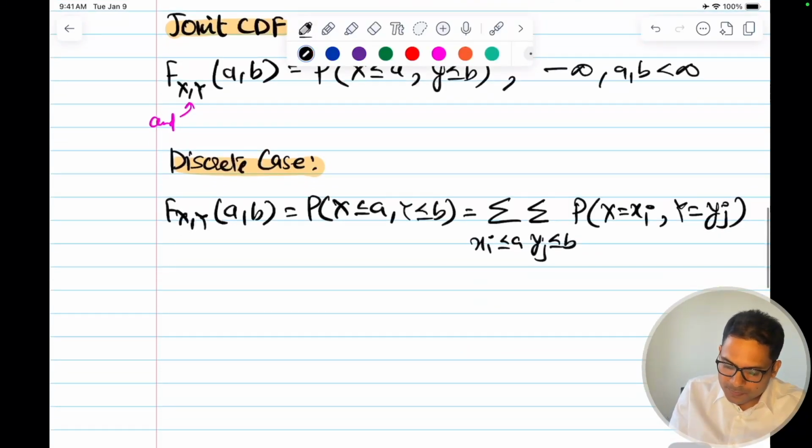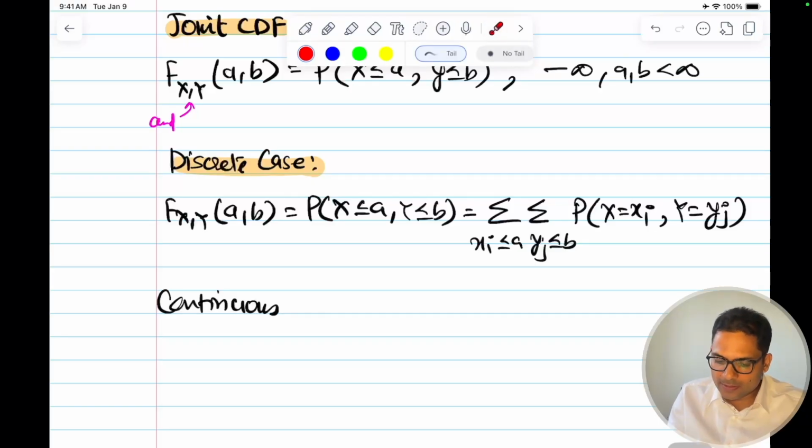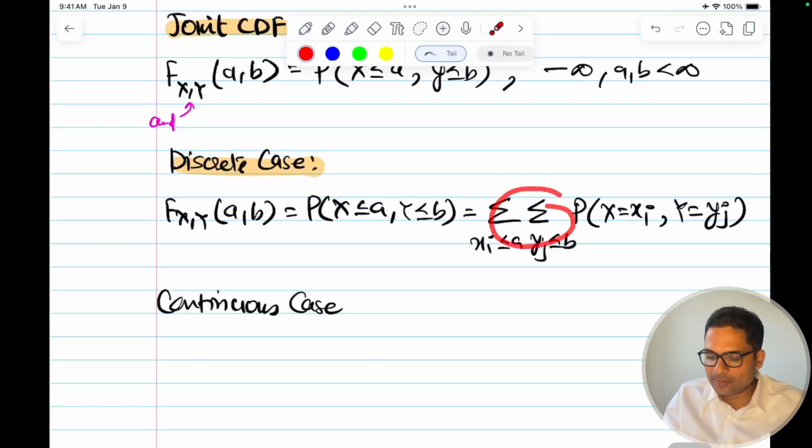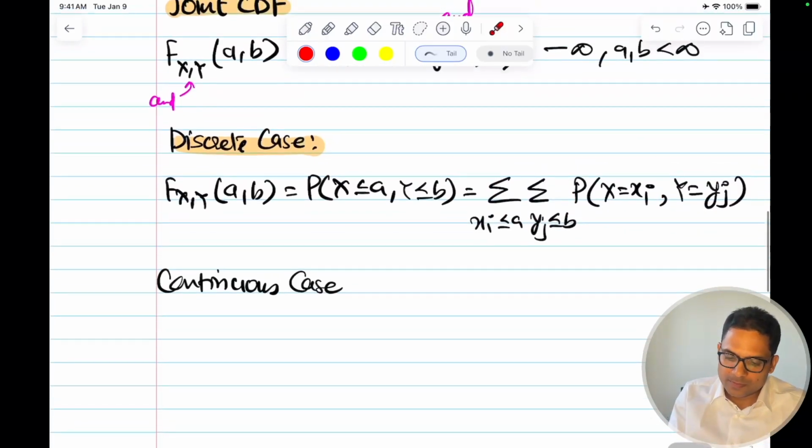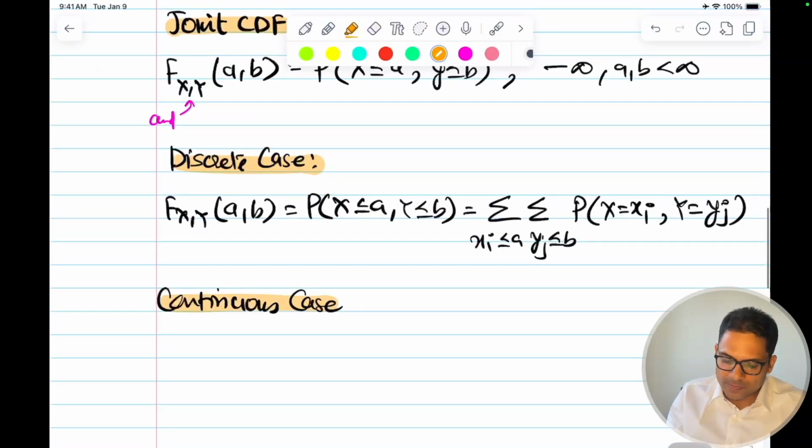Similarly, here if you see, the joint probability is again the summation of both of them. This is a product of this and this. Comma is read as "and", probability of this and this, that is the joint probability. What is the continuous case?